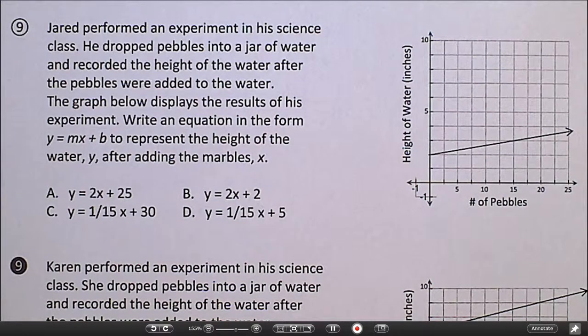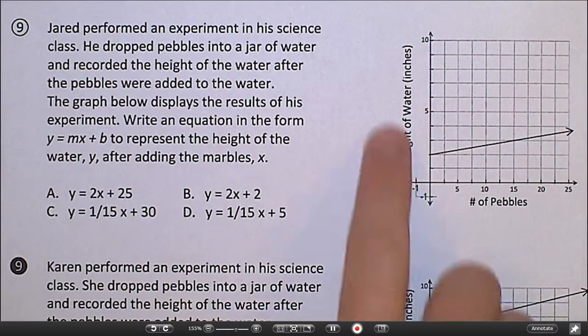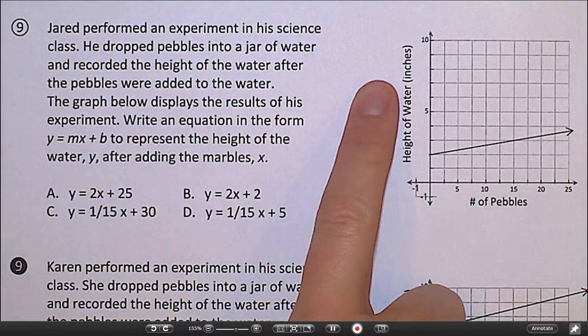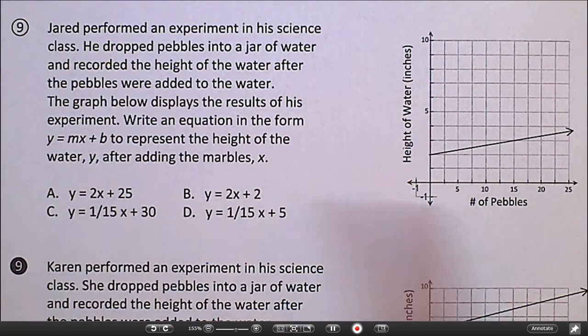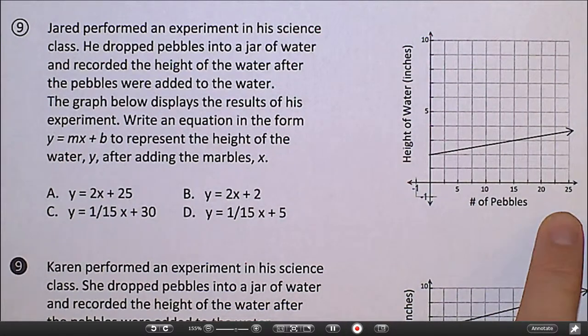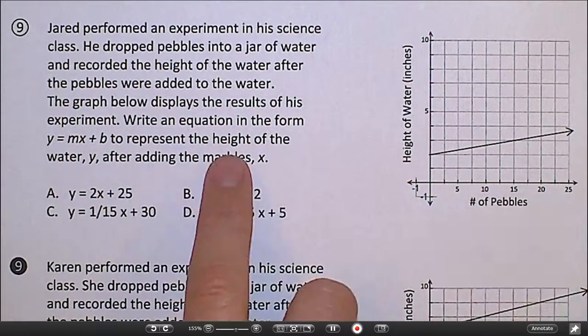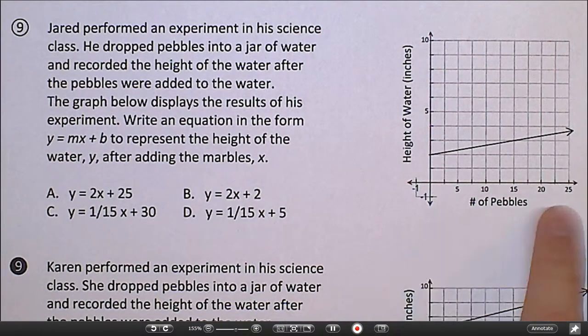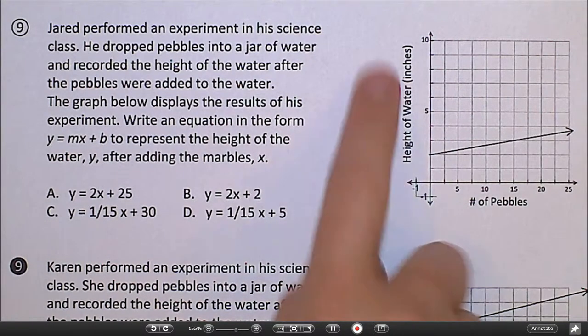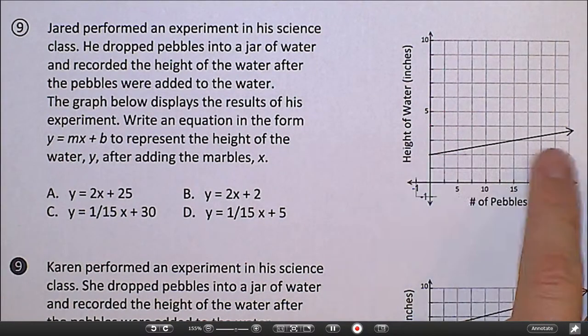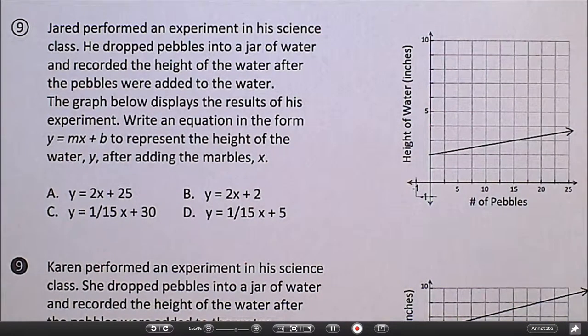The graph below displays the results of his experiment. Write an equation in the form y equals mx plus b to represent the height of the water, which is y. Okay, so the height of the water in inches is y, after adding the marbles. So the number of pebbles here is x. And I know I wrote marbles here. It should say pebbles. This is our x. So the number of pebbles that we're adding, and then how high the water is. And notice that it's not going up very fast. These must be pretty little pebbles.